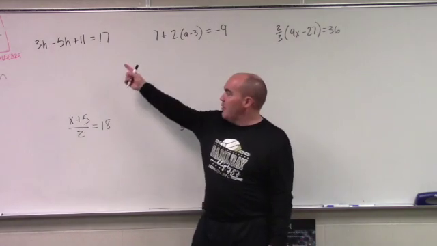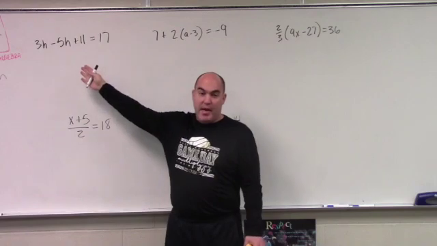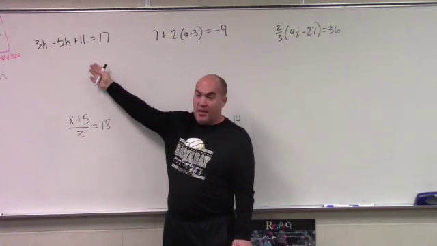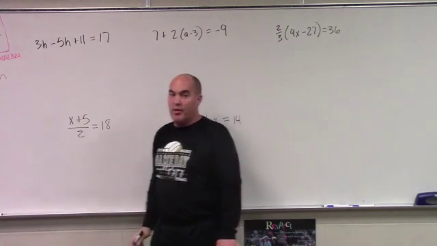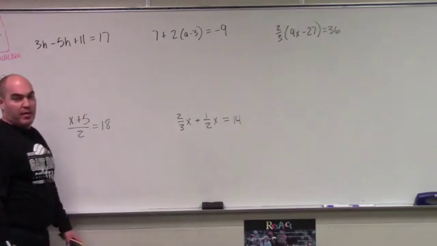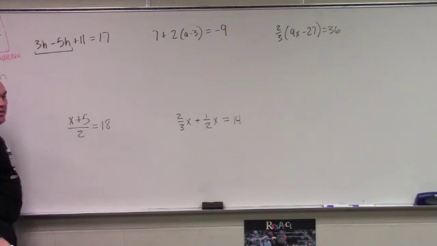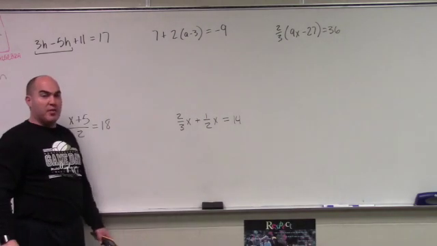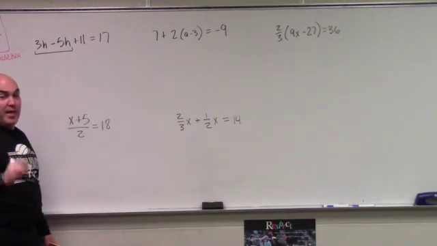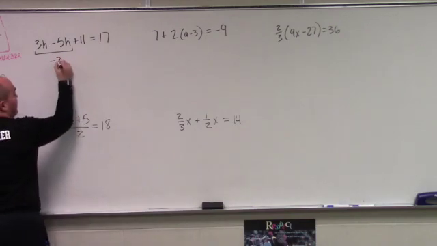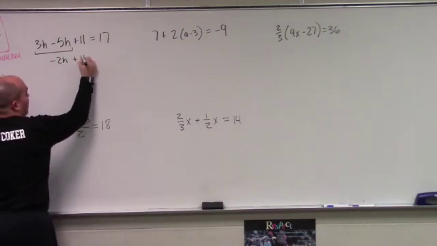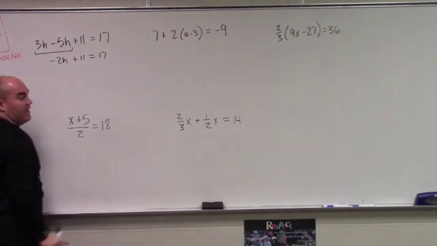Alright, so first we're going to start with this over here. We've got 3h minus 5h plus 11 equals 17. So the first step that we want to do is combine our like terms. The 3h minus the 5h, that's on the same side of the equal sign, so we can just do 3 minus 5. So we get negative 2h. Okay, we bring down the plus 11, we bring down the 17.